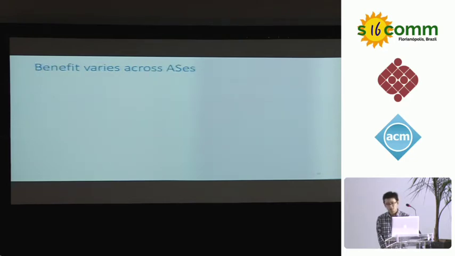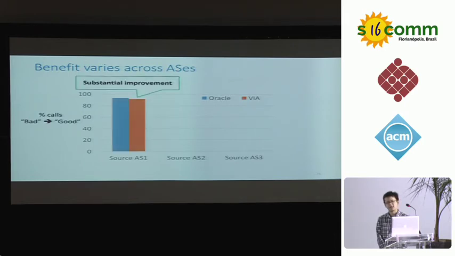We have seen the overall improvement. Now let's zoom in and see who is benefiting the most from VIA and who the least. Okay. Now we group the previous result by source ASs and focus on packet loss rate. Now the first example shows an AS where the managed overlay has huge potential benefit, and most of it can be realized by VIA.